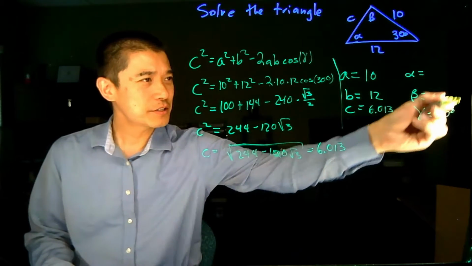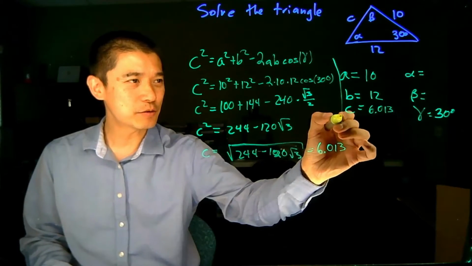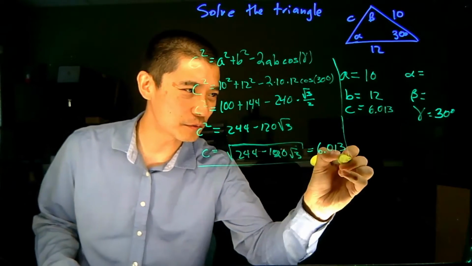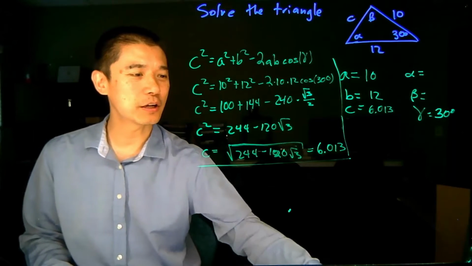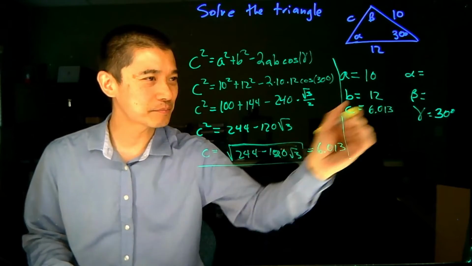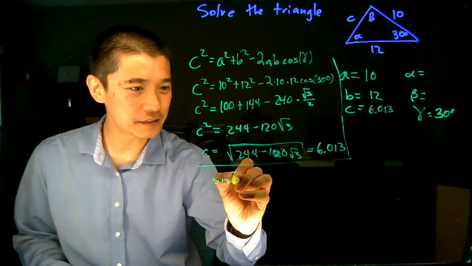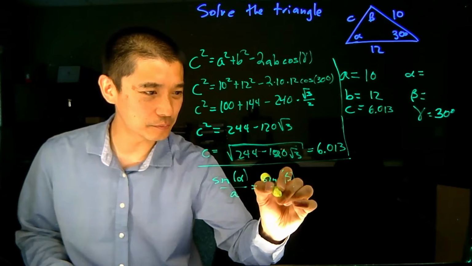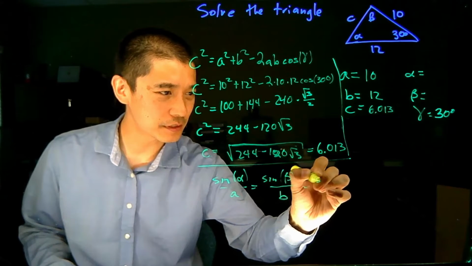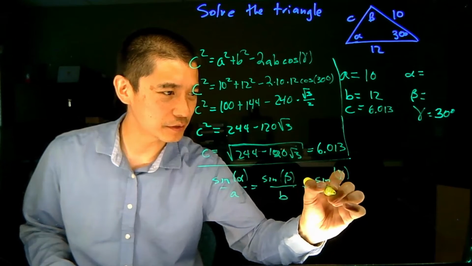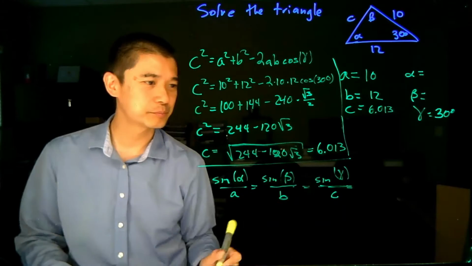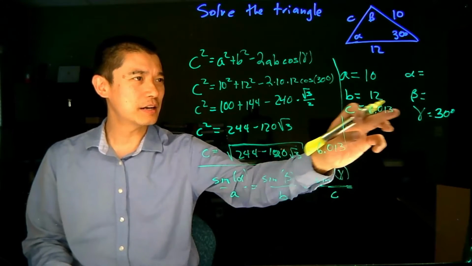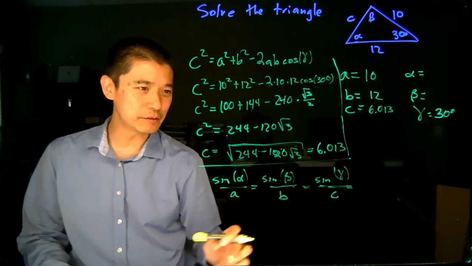Now at this point, we still need to figure out our alpha and our beta. And so what we're going to have to do is take this information and plug it into the law of sines. So these problems will require you to do both a law of sines and a law of cosines calculation. So sine of alpha over A equals sine of beta over B equals sine of gamma over C. Okay, so what do we have?